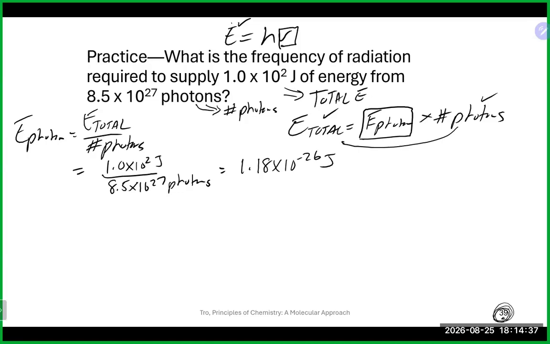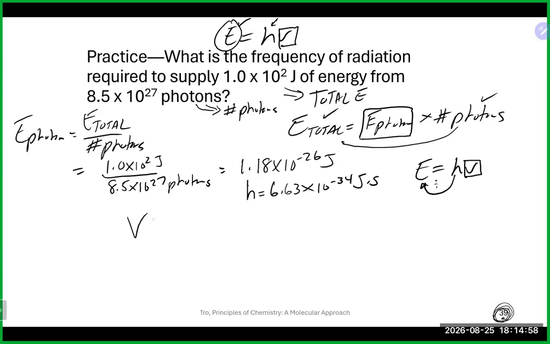So now that we have our energy per photon, we can use Planck's constant, which in this case is 6.63 times 10 to the minus 34 joules times seconds. We can rearrange this equation and solve for frequency. So we're just going to divide that to the other side, and that will give us the frequency we're looking for. The frequency of our photon is going to be our energy per photon divided by Planck's constant, 6.63 times 10 to the minus 34 joules times seconds.